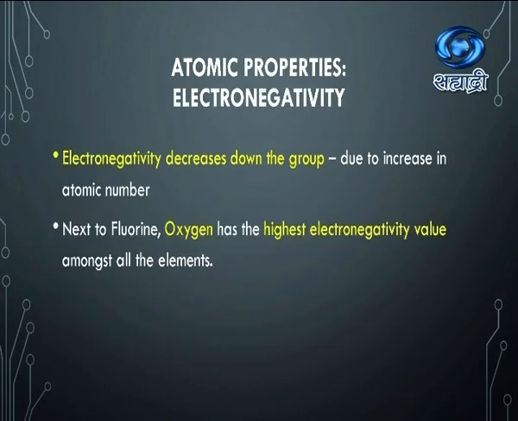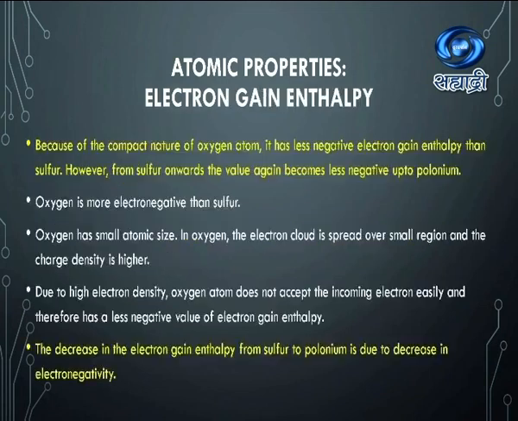The next periodic property is electronegativity. Electronegativity decreases down the group due to increase in the atomic number. Next to fluorine, oxygen has the highest electronegativity value amongst all the elements. So this is also one of the important points as far as the oxygen element is concerned. Oxygen is the second most electronegative element in the periodic table.